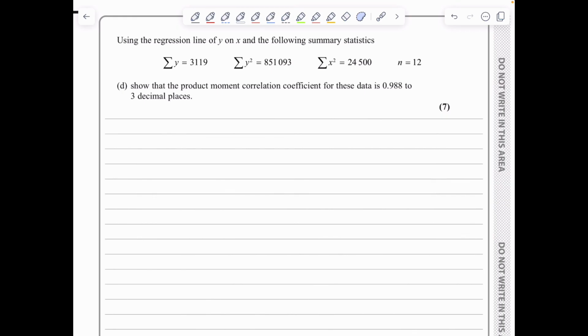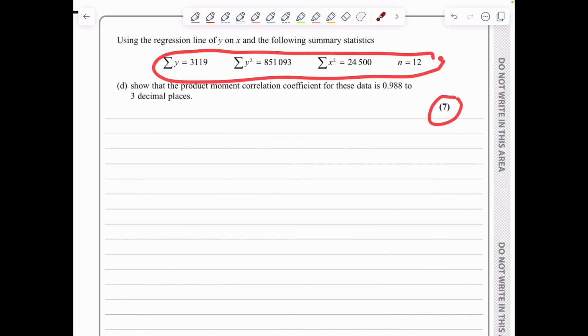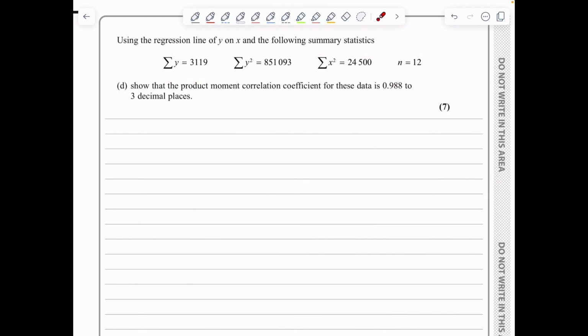Part D, we are given some extra summary statistics shown here, and we are asked to show that the product moment correlation coefficient turns out to be 0.988. Notice that this is a 7-mark question. There is a lot of work involved. We need to use all of these together with the regression line in order to come up with the value of the product moment correlation coefficient.